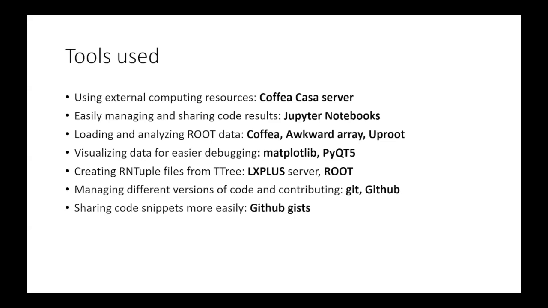Git and GitHub help to manage different versions of code and eventually contribute, merge new code into the main. And GitHub also helped a lot with sharing simple code snippets with colleagues.